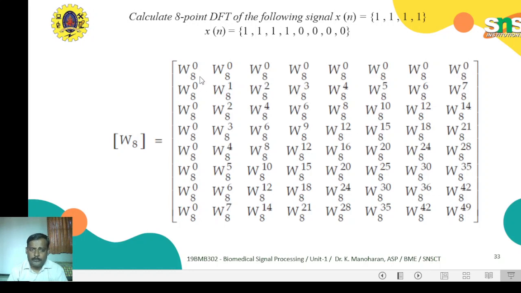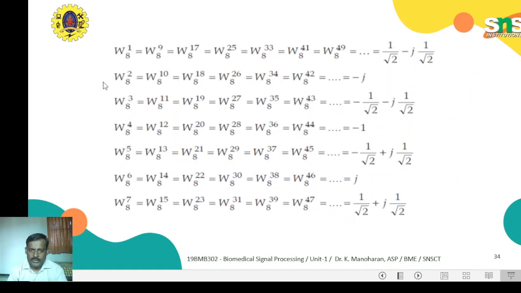Again we need to compute the individual values. We already know how to compute it, so use the same methods to compute the W8 matrix. Look at this. First one, W1 of 8. For W9 of 8, W17 of 8, W25, W33, W41, W49 of 8, we get the same value because the same value repeats.